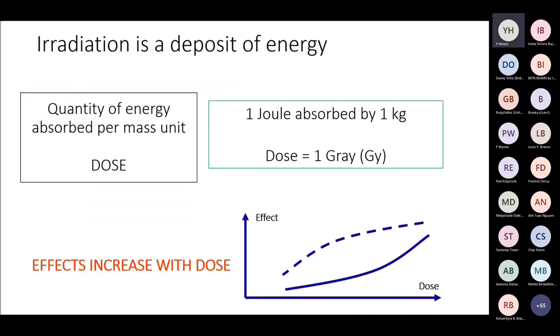I think you know by now, if you attended the previous webinars or if you've been in this business, that irradiation is essentially a transfer of energy by which the energy emitted by a source is deposited in a target. The key parameter is the dose, and the dose is simply the quantity of energy absorbed per mass unit. The joule, the gray, is the unit, and when 1 joule has been absorbed in 1 kilo of matter, you have delivered a dose of 1 gray.